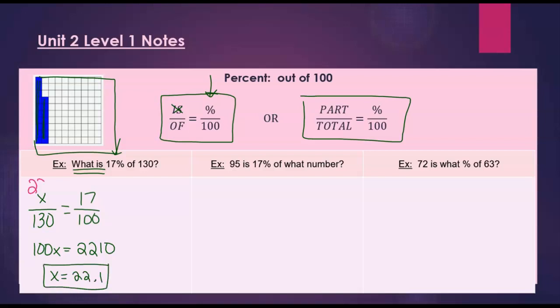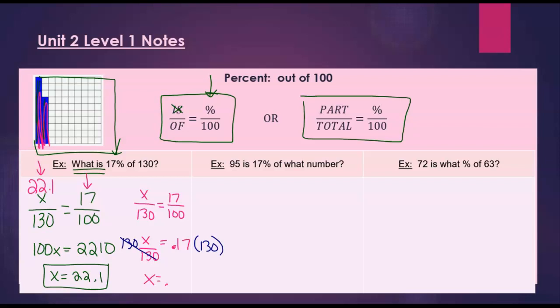This is how many squares out of 130 would be the same amount shaded as 17 out of 100. So this fraction and this fraction now have the same value. Another way to solve this proportion would be to do 17 divided by 100, which is 0.17. And now to isolate x, we'd have to undo dividing by 130 by timesing by 130. And whatever you do to one side, you do to the other.